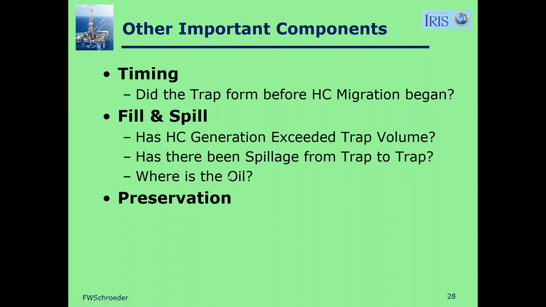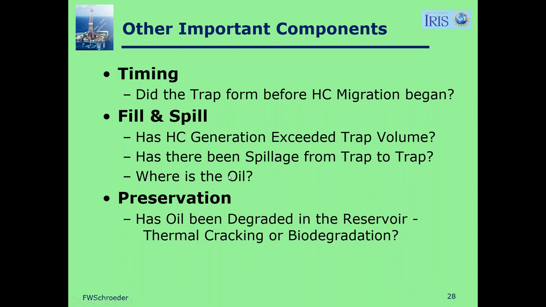And then the third of the secondary components is preservation. There's two things that can happen that are bad for hydrocarbons in a reservoir. Oil can be degraded if it gets too hot and we start to thermally crack the oil. The longer chain hydrocarbons get broken down into shorter and shorter chains. We can take oil and thermally crack it all the way down to methane or gas. If the reservoir is too cool, then we have to worry about bacteria getting in and chewing on the long-chained hydrocarbons, oil molecules, leaving what we might call biodegraded oil, or some people might call it tar.